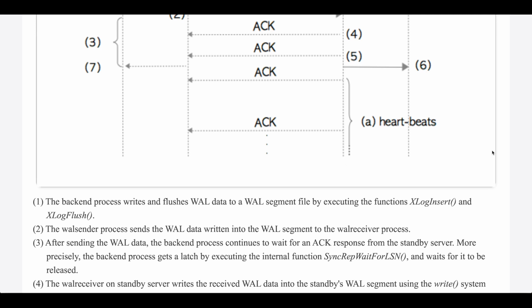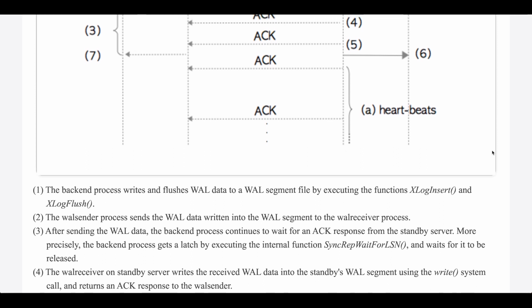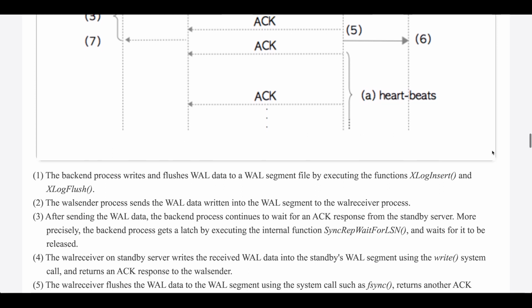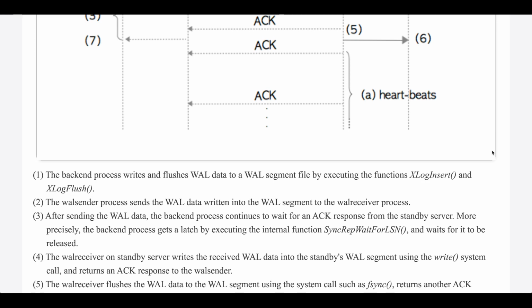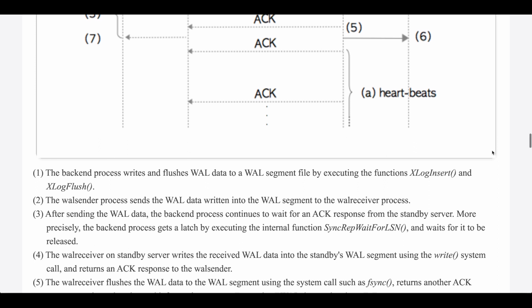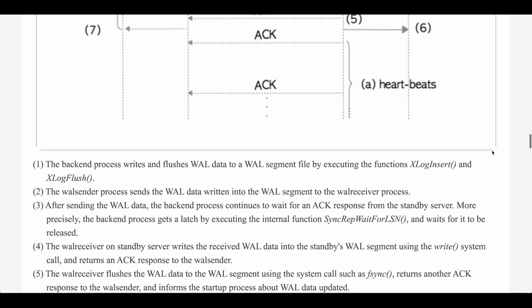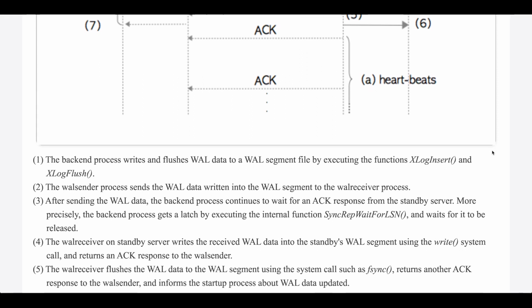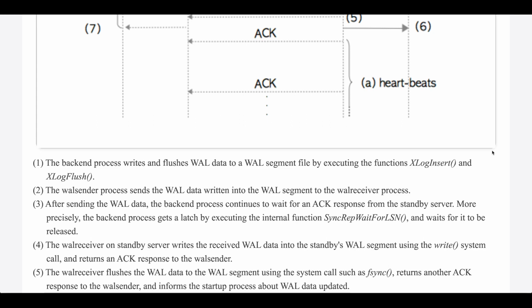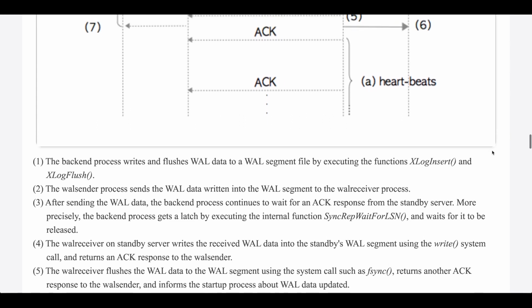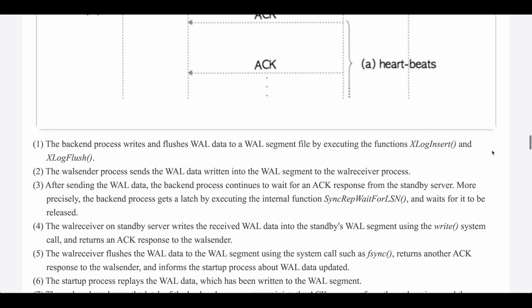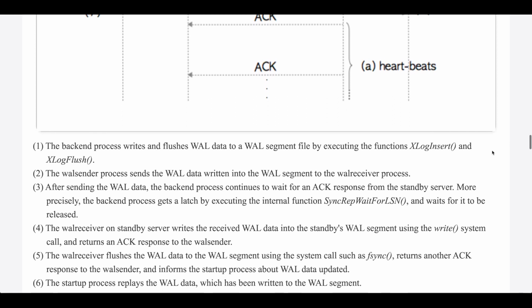4. The WAL receiver on the standby server writes the received WAL data into the standby's WAL segment using the write system call and returns an ACK response to the WAL sender. 5. The WAL sender flushes the WAL data to the WAL segment using a system call such as fsync, returns another ACK response to the WAL sender, and informs the startup process about the WAL data updated. 6. The startup process replays the WAL data, which has been written to the WAL segment.